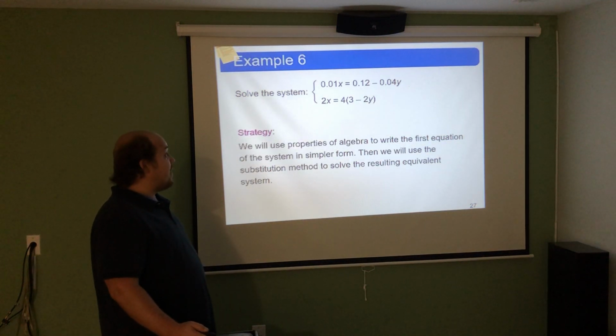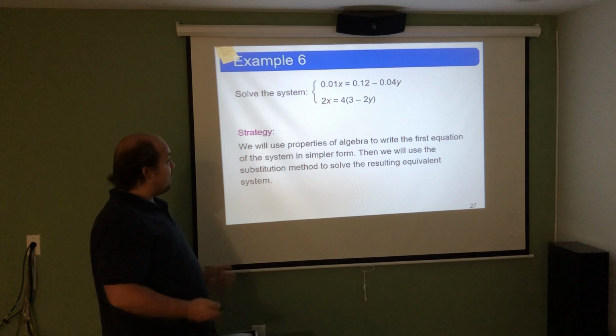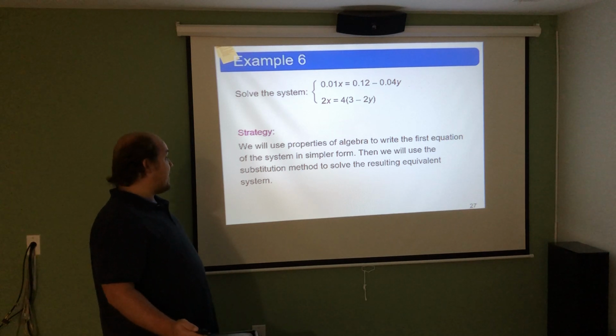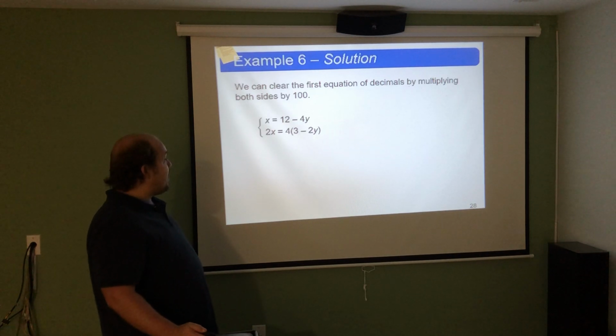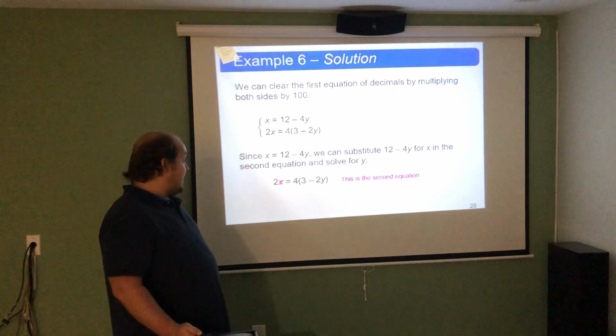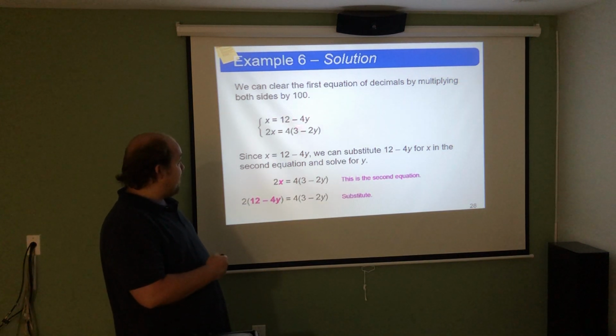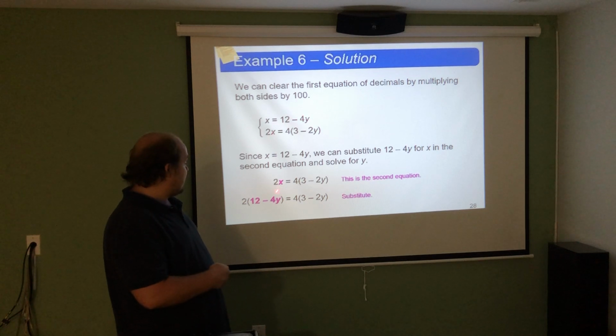Basically, we're going to multiply the first equation by 100 to get rid of all those decimals, and we're going to do the distributive property and then take all the letters to the same side in the second equation. So when we multiply the first equation by 100, we get x equals 12 minus 4y. When we distribute the second equation, we're putting in this 12 minus 4y wherever we see an x. So that's why it's been replaced. X became 12 minus 4y because this was solved for x.